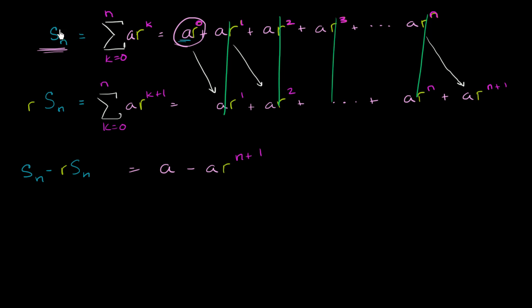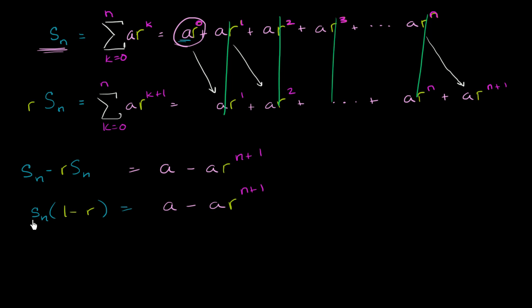And now we can just solve for our sum. Remember, that's the whole point of this video to begin with, to try to derive a formula for this sum. So let's factor out S sub n here. This is S sub n times 1 minus r is equal to the first term minus the first term times r to the n plus 1, so one more power than the number of terms in our original sum. Times r to the n plus 1 power.